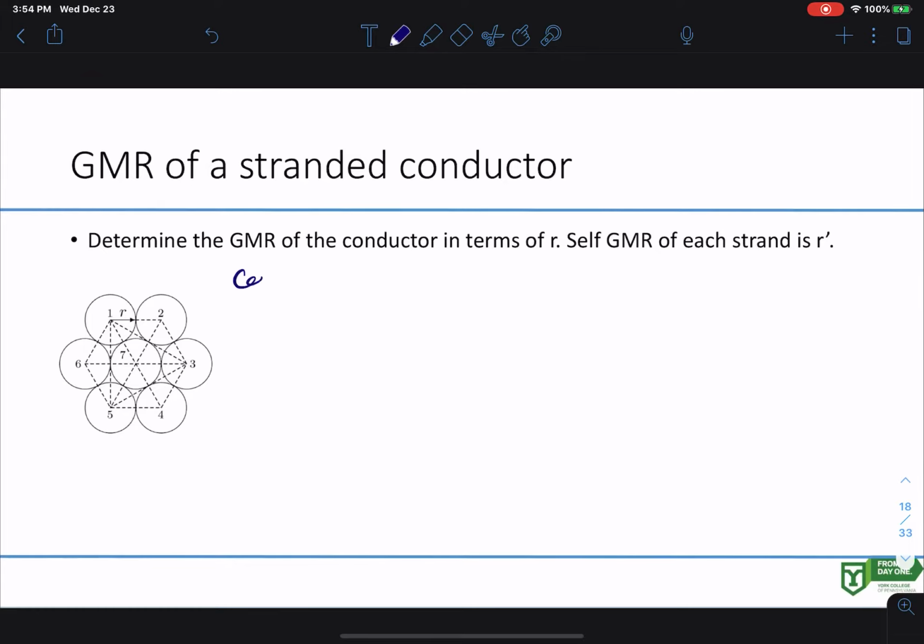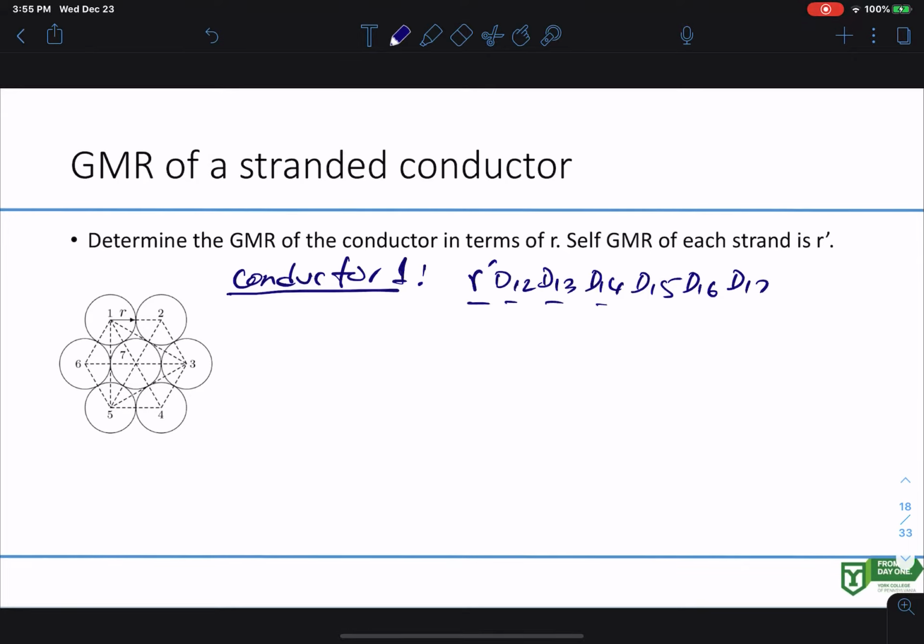So for conductor 1, I have this component here, r prime, which is the self geometric mean radius for strand 1. Then I have the distances D12, D13, D14, D15, D16, D17. Look at that, 1, 2, 3, 4, 5, 6, 7 of them. If I do conductor 2, I get 7. If I do conductor 3, I get 7. If I do all 7, I get 49 quantities.